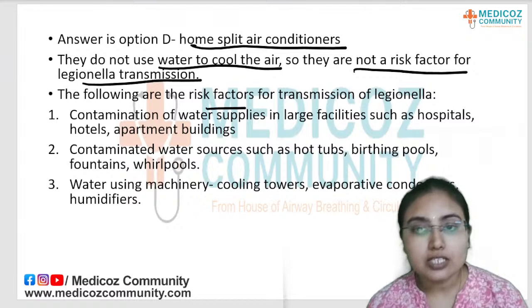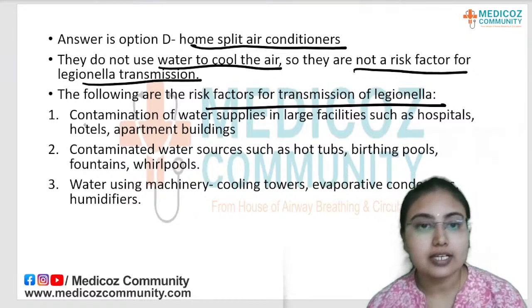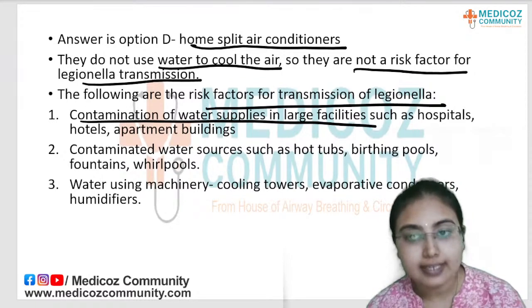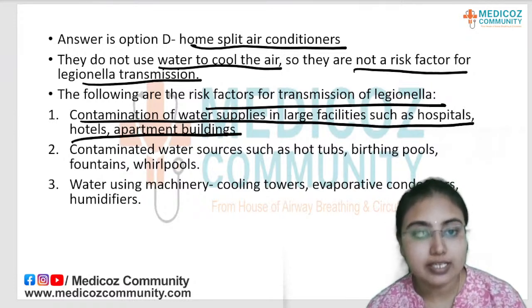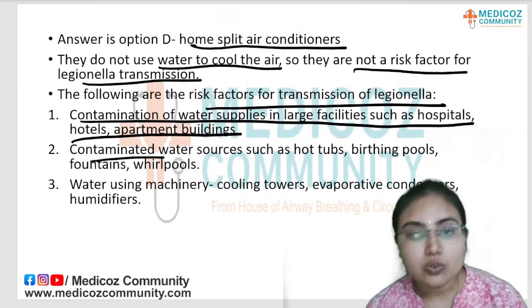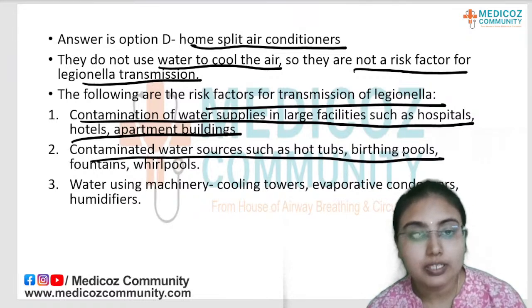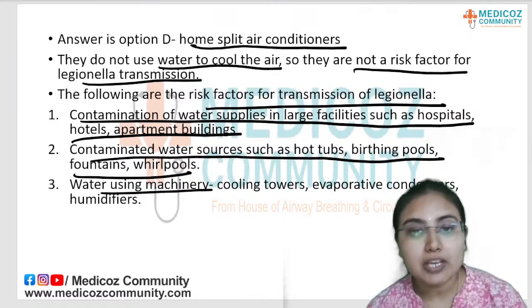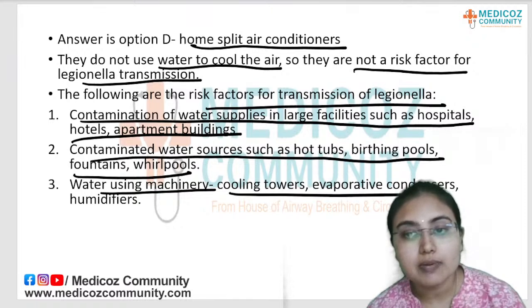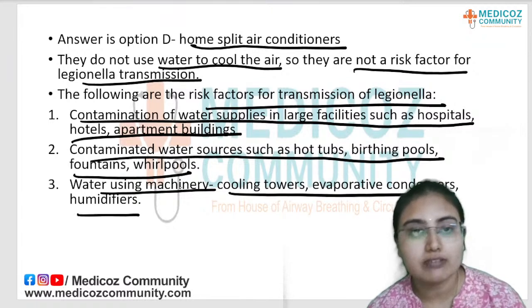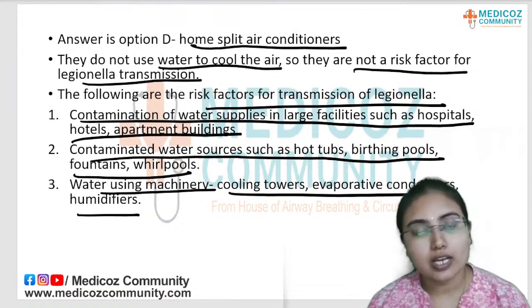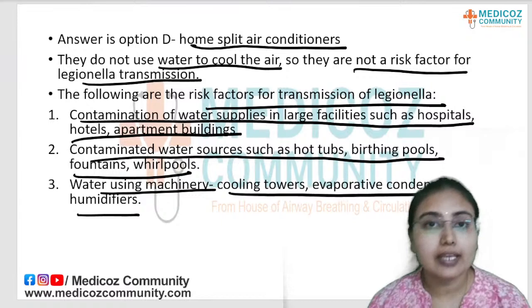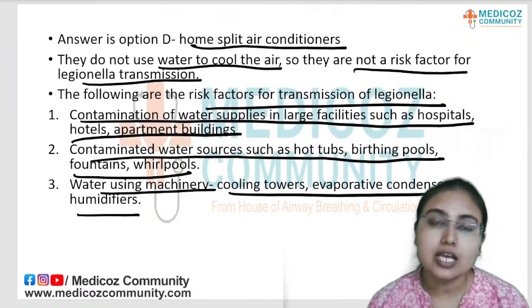The risk factors for transmission of Legionella are contamination of water supplies in large facilities such as hospitals, hotels, apartment buildings. Contaminated water sources such as hot tubs, birthing pools, fountains, whirlpools, and water-using machinery like cooling towers, evaporative condensers, and humidifiers. So anywhere there is some source of water, it will help Legionella to multiply and disseminate and cause pneumonia.